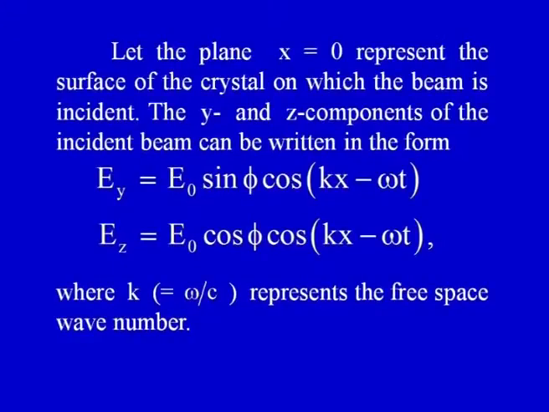The y and the z components of the incident beam can now be written in the form E y is equal to E naught sin phi, that is the amplitude, cos of (k x minus omega t), and E z equal to E naught cos phi cos of (k x minus omega t). The propagation is along the x axis. k is equal to omega by c, it represents the free space wave number.